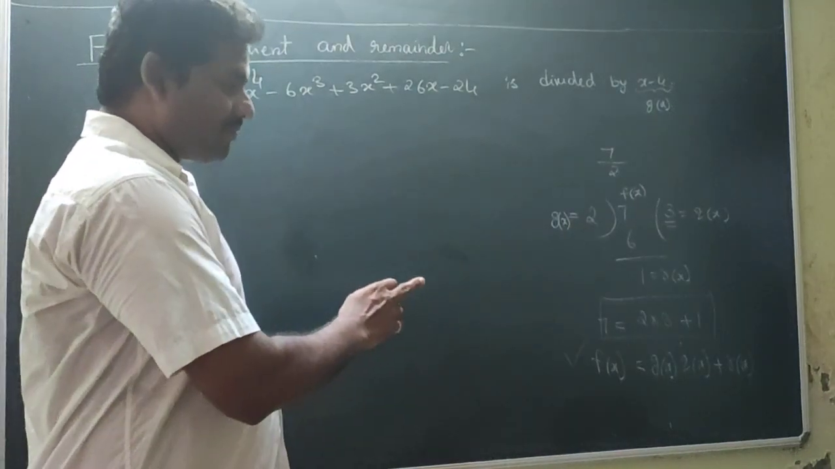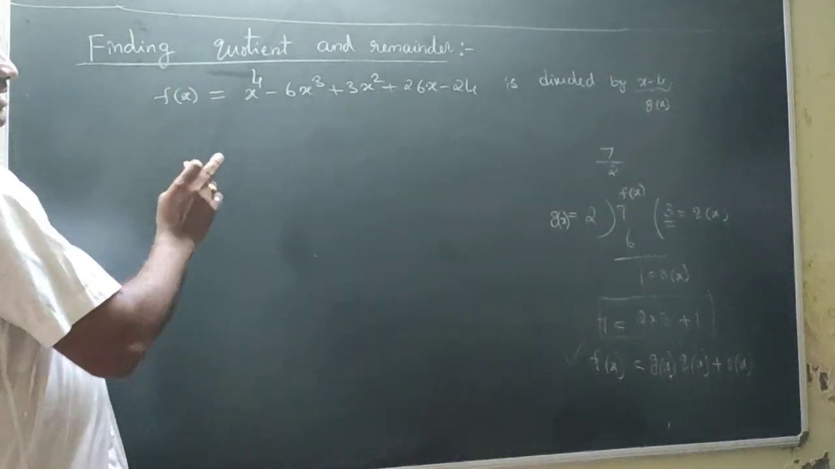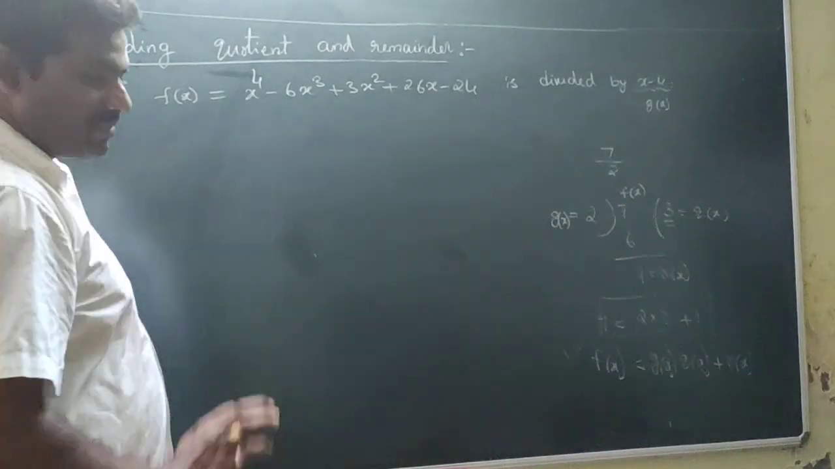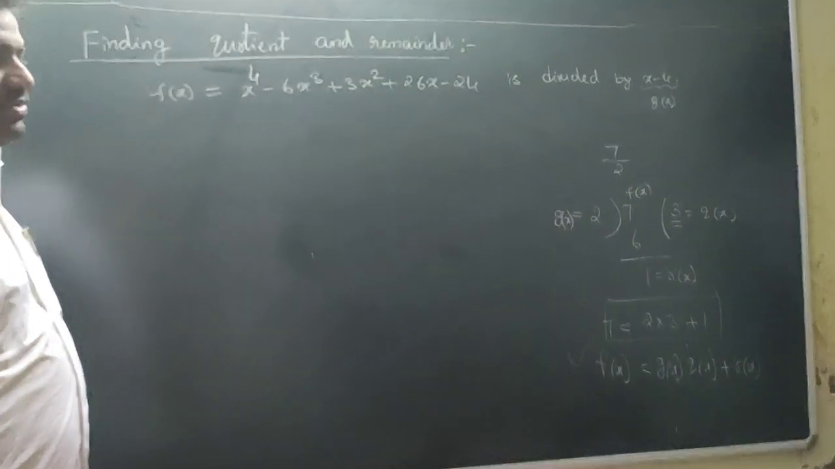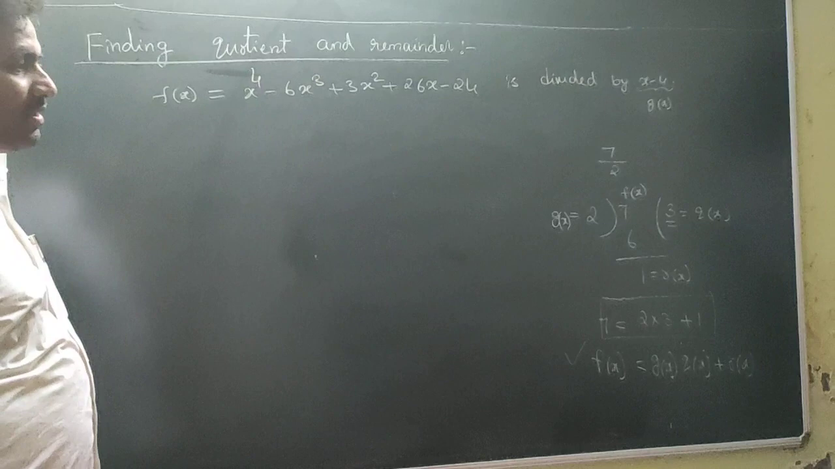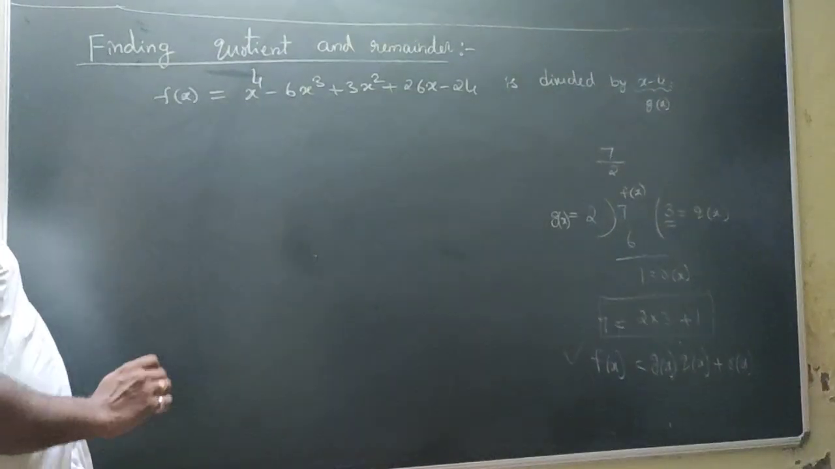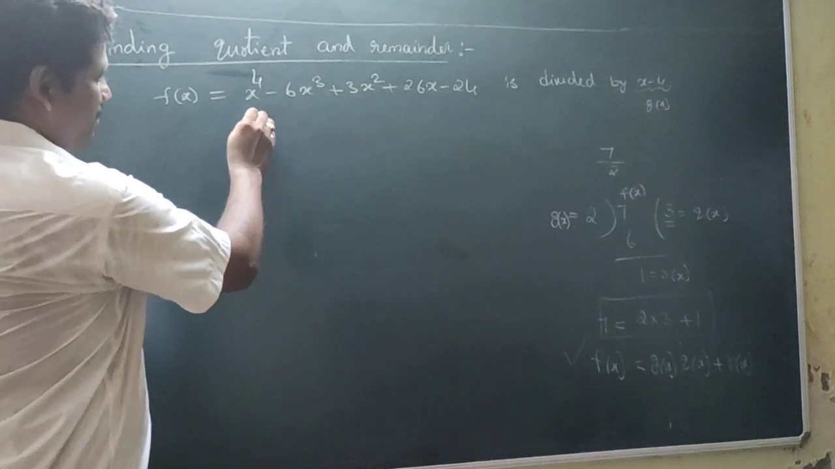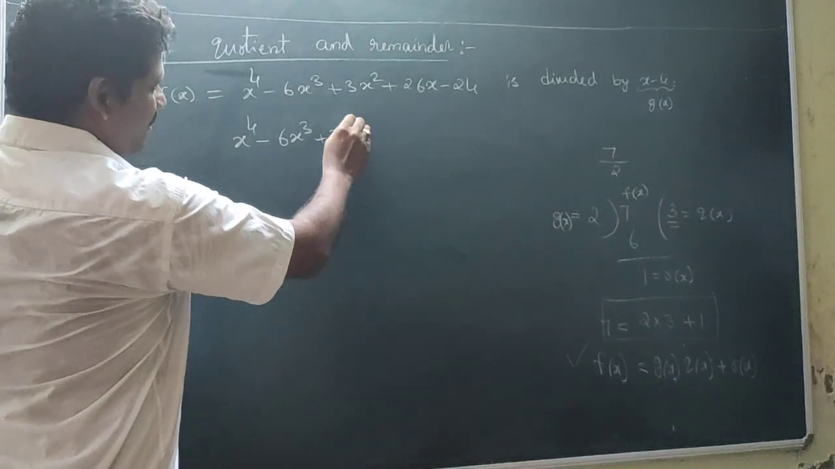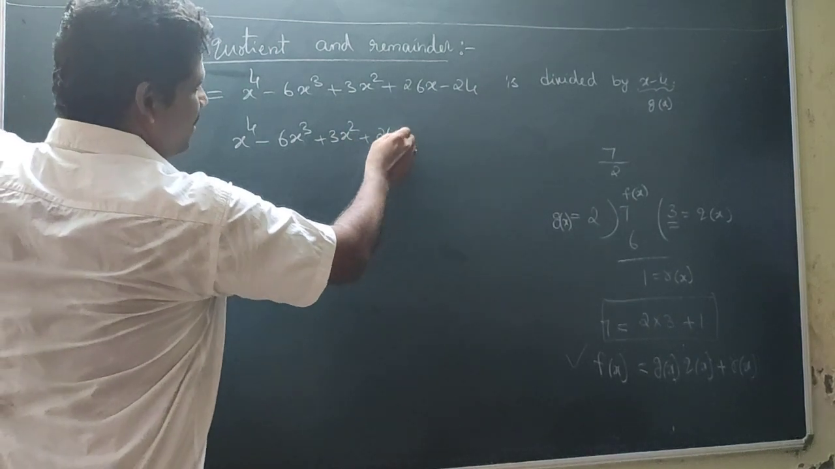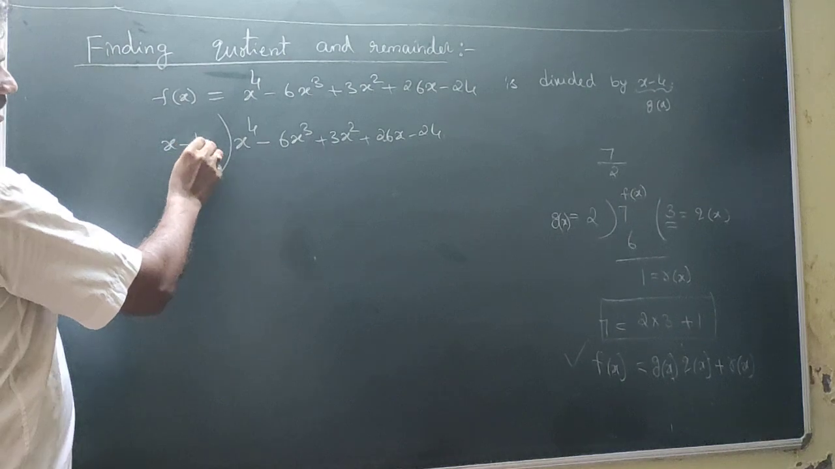So, the division algorithm for polynomials. f of x by g of x, first I do the usual method. Later we have one more method called synthetic division. That is a very simple one. But first I solve by the usual division. As we know previously: x power 4 minus 6x cube plus 3x square plus 26x minus 24, and we are dividing by x minus 4.